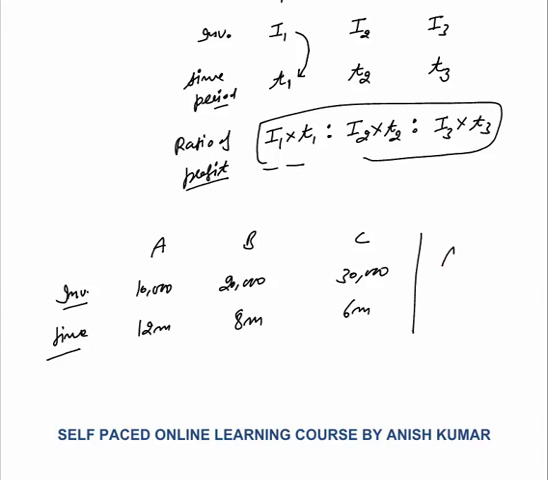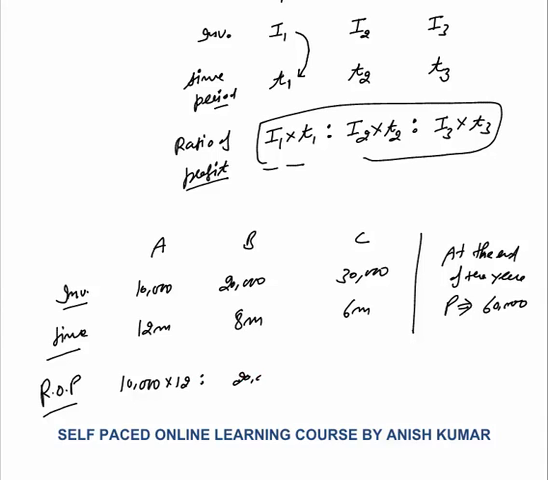Now at the end of the year, if the profit out of the business is, let's say, 60,000, this is the profit. Now in which ratio will the profit be divided? The ratio of profit, ROP meaning ratio of profit, will be investment into time. 10,000 into 12, 20,000 into 8, 30,000 into 6. You have to take the ratio.